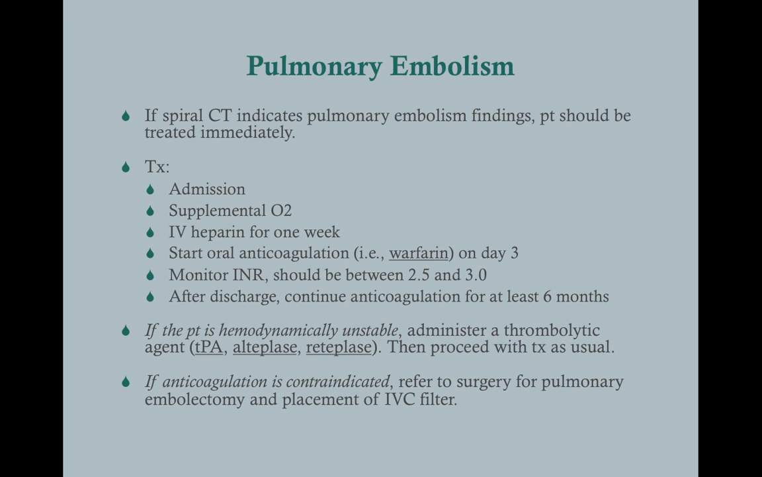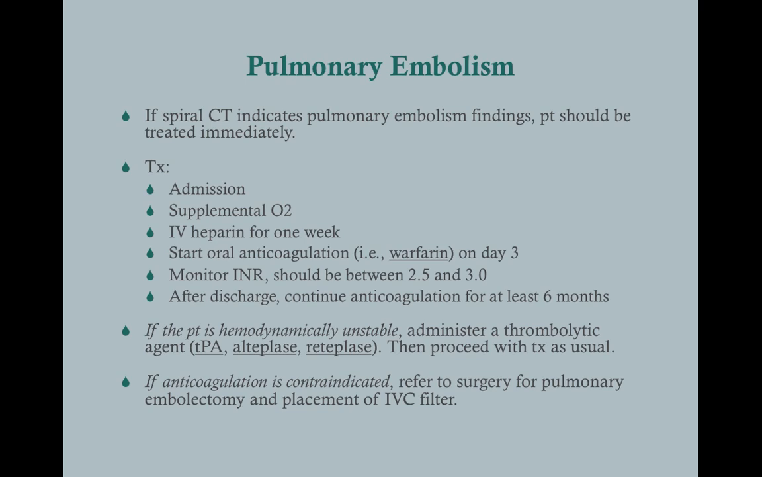If the patient has pulmonary embolism and they are hemodynamically unstable, which does happen in a minority of pulmonary embolism patients, if they've got the massive pulmonary embolism, you should be giving them a thrombolytic. So remember, your thrombolytic agents are TPA, tissue plasminogen activator, and then your recombinant TPAs, which include alteplase and reteplase. We do not do this for just general pulmonary embolisms. We only do this for pulmonary embolisms that are hemodynamically unstable.